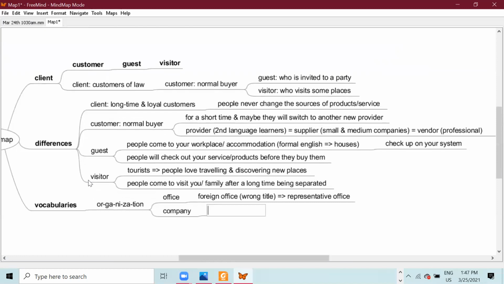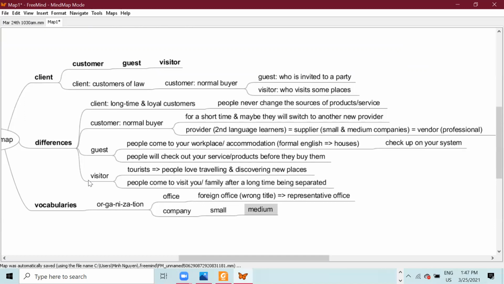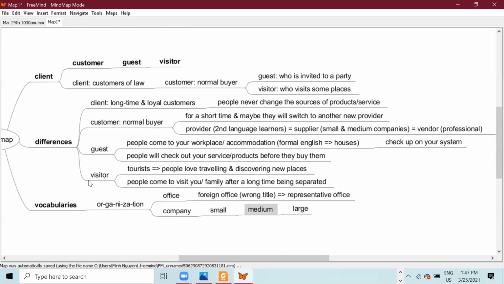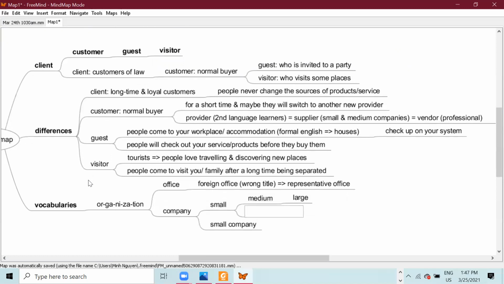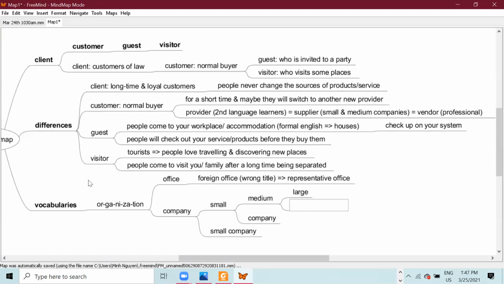And we have three kinds of company. The first one is small company, and you can use the words medium company and large company. For small company, they just say, oh, my company is a small company. But for medium company, you can say, I have a company. So for the company, you have the word company. For medium or small company, you need to tell us the details.